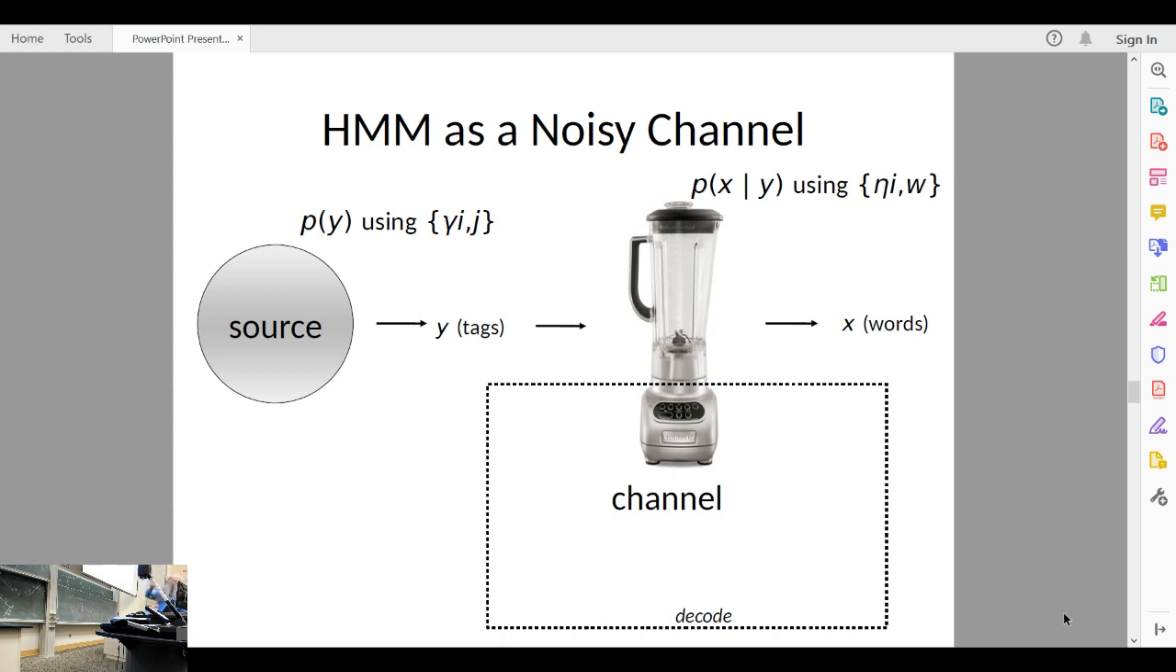So again, back to the noisy channel, we've got a bunch of words that we can see, we've got a bunch of tags we'd like to discover. We have this noisy channel, and we'd like to decompose it into 2 parts. We'd like to be able to care about the probability of the tag sequence, and we'd like to care about the probability of the word given the tag, rather than the tag given the word. Okay?